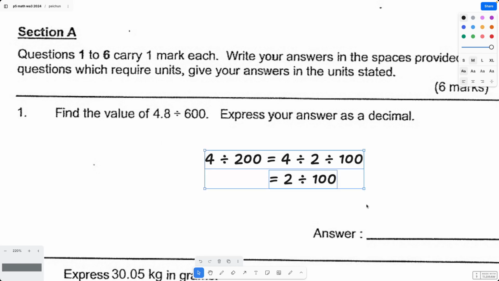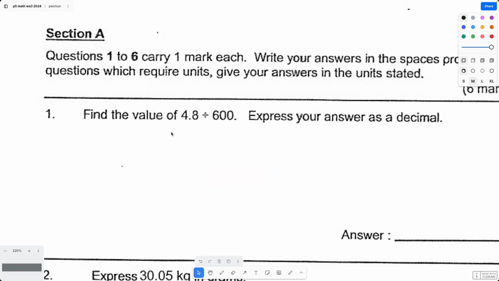Now what we want to do is break this down. So we have 4.8 divided by 600. 600 is basically 6 divided by 100, so it's the same as divide by 6 and then divide by 100. Now this is a little bit easier. So 4.8 divided by 6 will be 0.8, and then we divide it by 100.